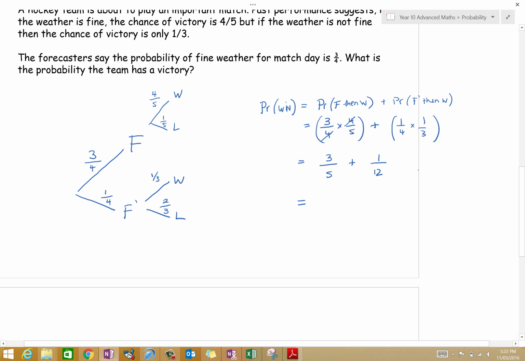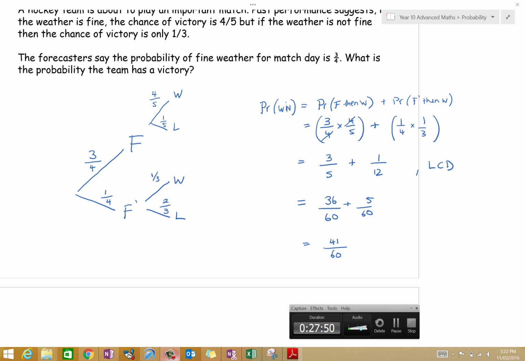What would be my LCD over here? 60. So I've got to multiply 3 by 12 to get 60. So that's the same as 36 out of 60 plus 5 out of 60. So therefore, my probability of winning is 41 out of 60. Why couldn't you just multiply the two ones together, like a fine day and a win?